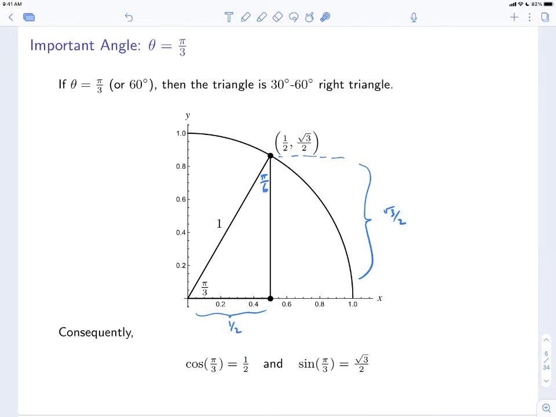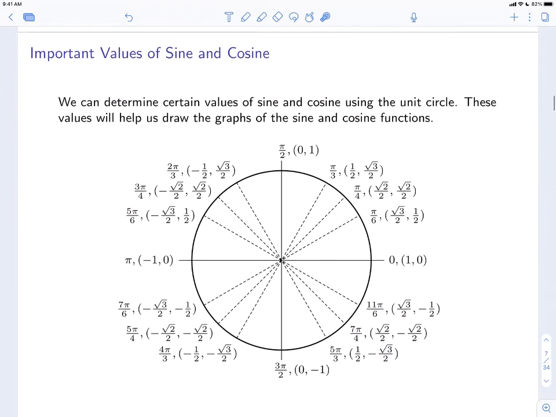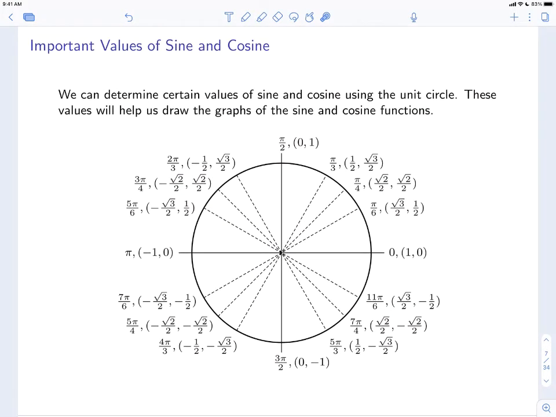The x-coordinate is cosine of pi over 3, so cosine of pi over 3 is 1/2, and sine of pi over 3 is the y-coordinate, which is square root of 3 over 2. So just using the geometry of the unit circle, we can determine the values of sine of theta and cosine of theta for many significant values of theta.